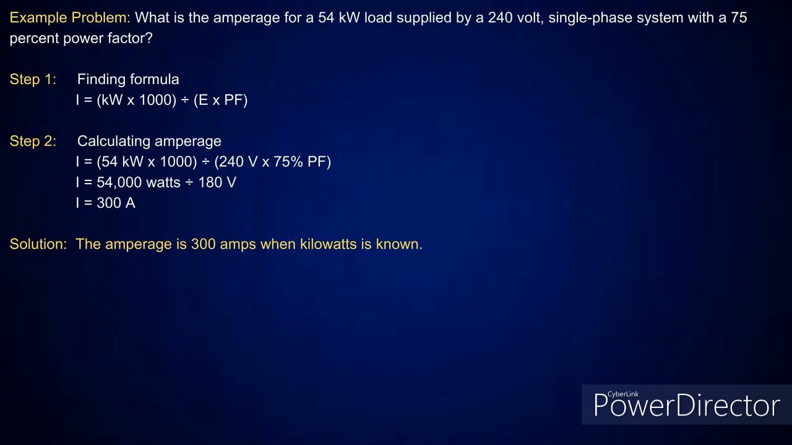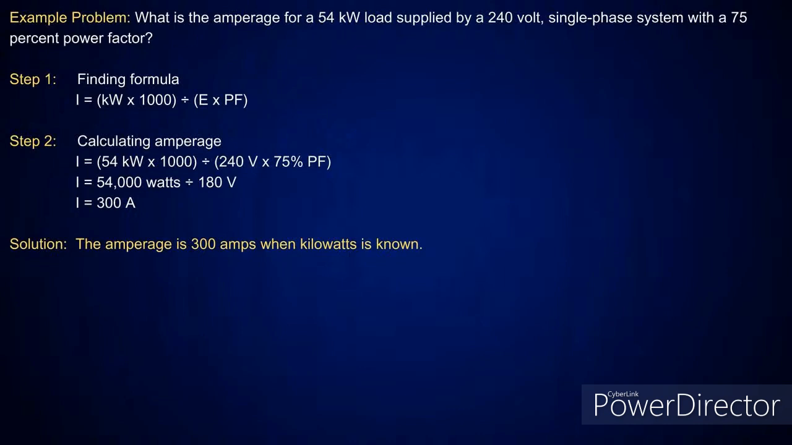Well, like I said, we're going to put it in VA form or watts, whatever you want to call it. So you take the 54 kW times 1,000, and then everything else goes over there and multiplies again. So you take the 240 volt, I had 75% power factor, that gives me 180 volts. Divide that into what we calculated first, just taking the load, and that'll give you 300 amps.